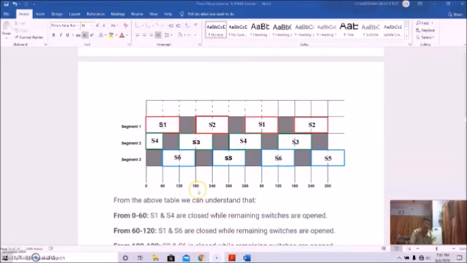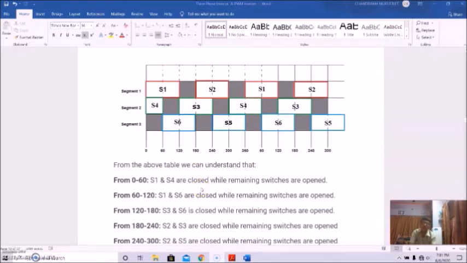If we go on in this way, from this table we can understand that from 0 to 60 degree, H1 and H4 are closed while the remaining switches are open. From 60 to 120 degree, H1 and H6 are closed while the remaining switches are open. From 120 to 180 degree, S3 and S6 are closed.